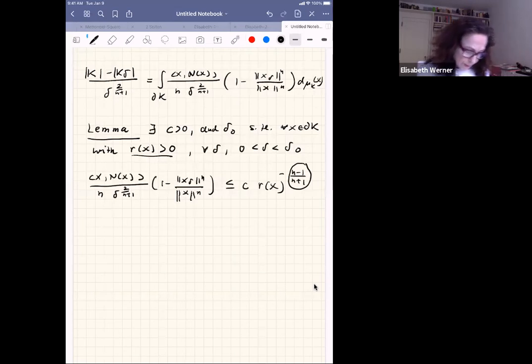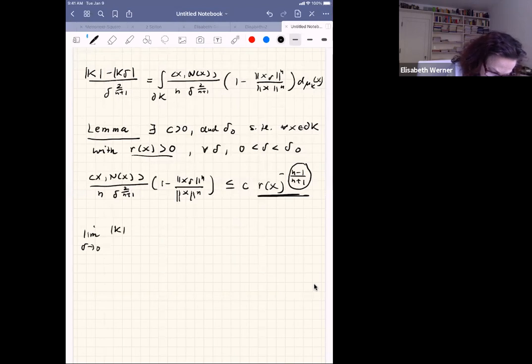So we know this function here is integrable on the boundary of K. And the functions that we have here under the integral are uniformly bounded by this integrable function. So we can interchange integration and limit. So if we now look at the limit as delta goes to 0 of our volume difference, we can pull in the limit, so by the dominated convergence theorem and the lemma, the limit can be pulled under the integral of this expression.